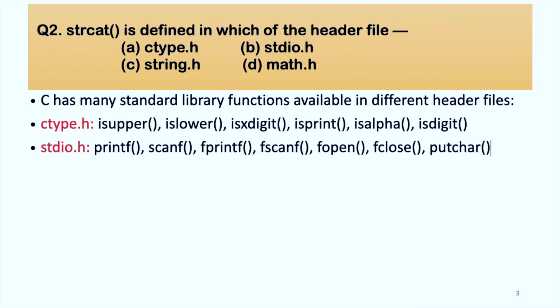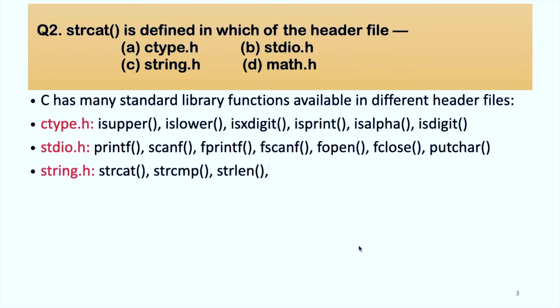Now coming to stdio.h, that is standard input output, like printf, printing to console, and scanf, getting input. printf is for giving output to the console. fprintf is for writing to a file. fscanf, reading from a file. fopen, opening a file. fclose, closing a file. putchar, getchar, all these are defined in stdio.h.